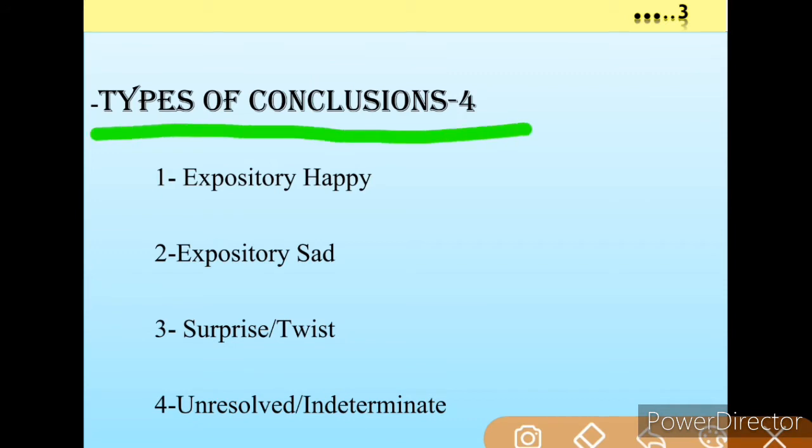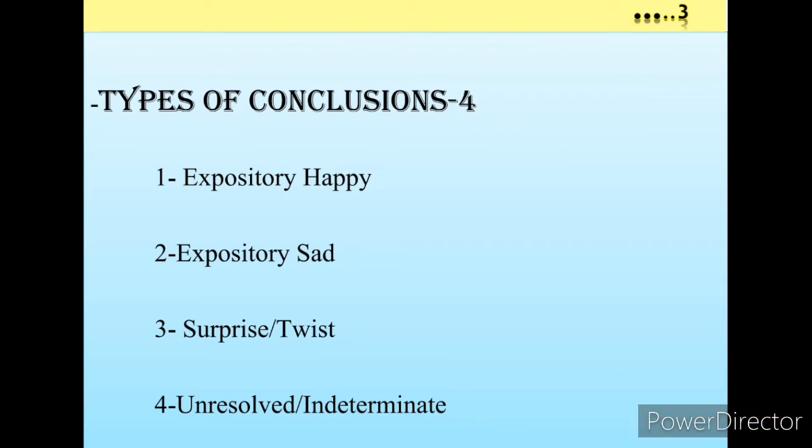Types of conclusions. There are 4 types. The first one is expository happy. The second one is expository sad. The third one is surprising end or twisting end. And the fourth type of conclusion is unresolved or indeterminate. So these are the 4 types of conclusions we find.